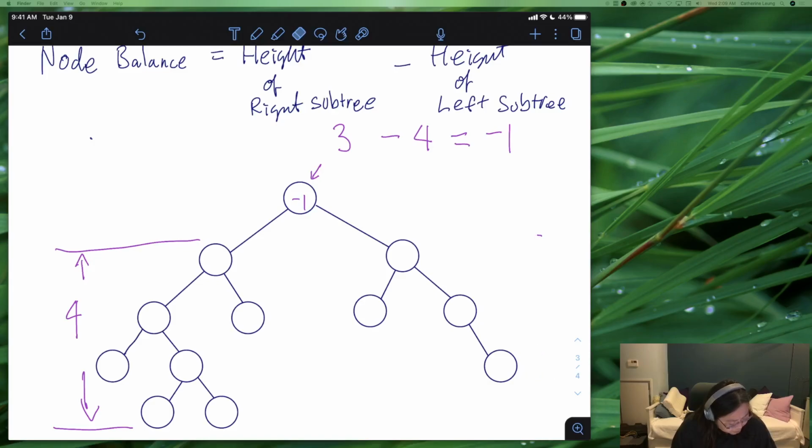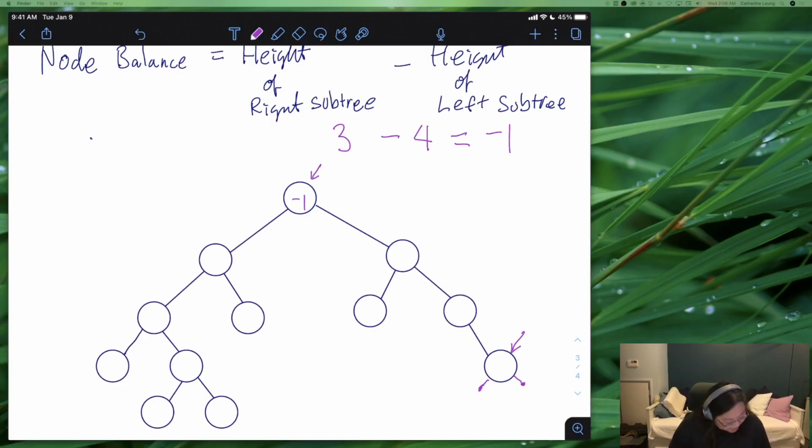Now, let's do another example. Let me take a different node here. Let's take a look at this node right here, the leaf node. This is a leaf node, which means that there are no children. So the right subtree and the left subtree don't really exist. So what is the height of a tree that doesn't exist? Well, it is exactly 0 nodes tall.